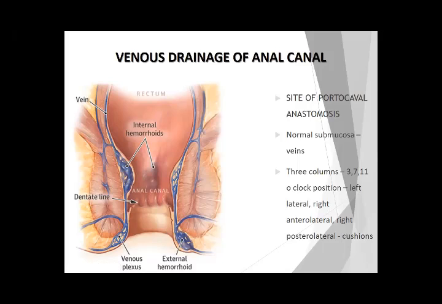So, thrombosis in the external hemorrhoidal venous plexus. Inflammation of these thrombosed vessels becomes very painful because this area is supplied by a somatic nerve, the inferior rectal, which is a branch of the internal pudendal.